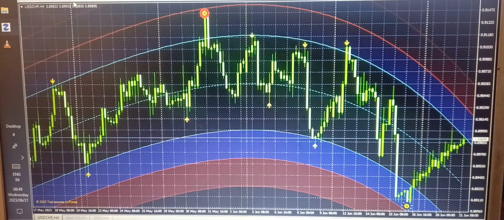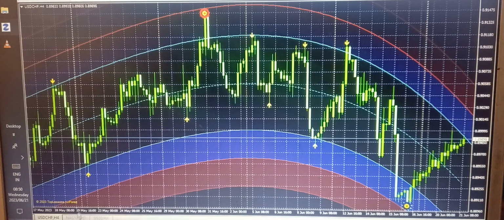Always, when there's a signal on 1 hour, make sure there's also the same signal on 4 hour. If you have a sell signal on 1 hour, make sure there's a sell signal on 4 hour. If you have a buy signal on 1 hour, make sure there's a buy signal on the 4-hour time frame. Now, this is USD Swiss franc.